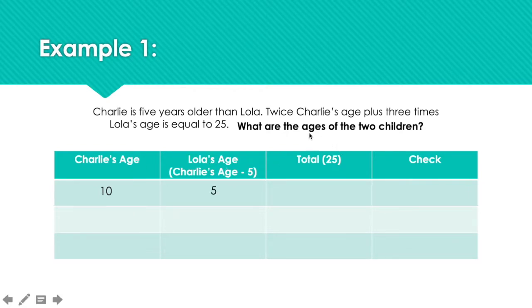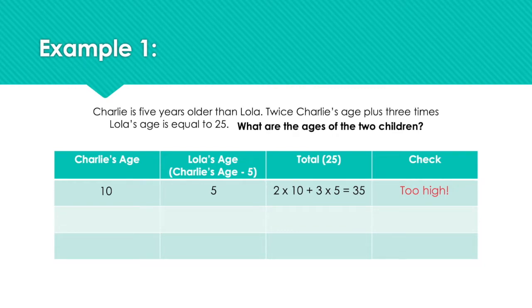And now we're going to do this sum. So twice Charlie's age is going to be 2 times 10 plus 3 times Lola's age. So plus 3 times 5. So in our total column, we're going to write 2 times 10 plus 3 times 5. Now 2 times 10 is 20, 3 times 5 is 15, which gives us a total of 35. So that is too high. So we need to lower Charlie's age. So we're going to guess a new number.